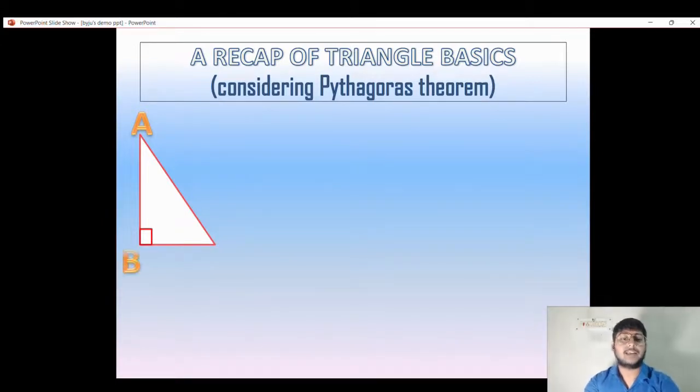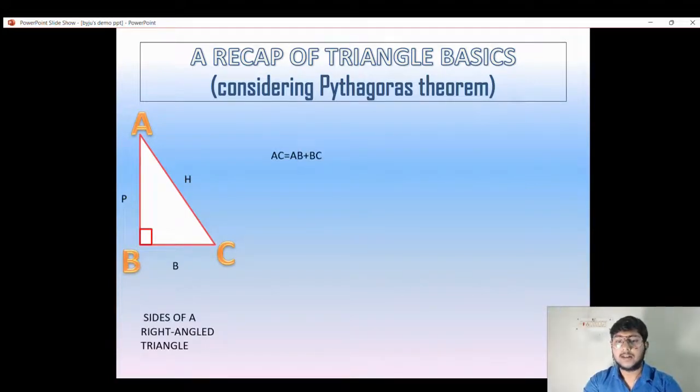Suppose a triangle ABC with the perpendicular, the base, and the hypotenuse over here, and the Pythagoras theorem is hypotenuse equal to base plus perpendicular. Wait a minute, am I right? No. Hypotenuse square equals perpendicular square plus base square. Repeat after me: hypotenuse square equals perpendicular square plus base square. Just keep it in your mind.